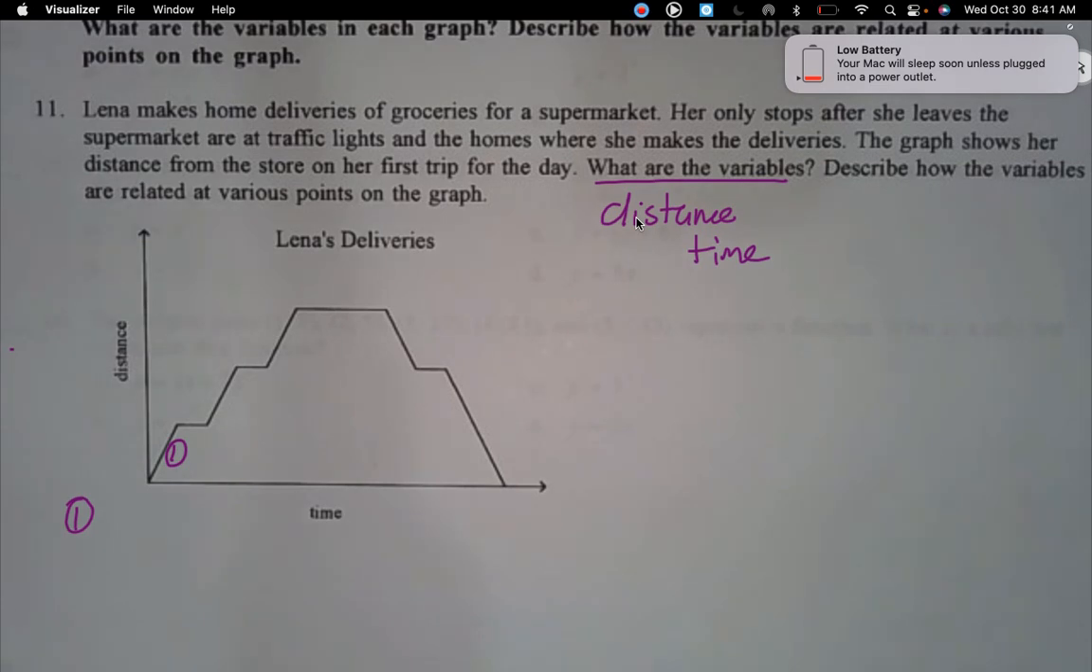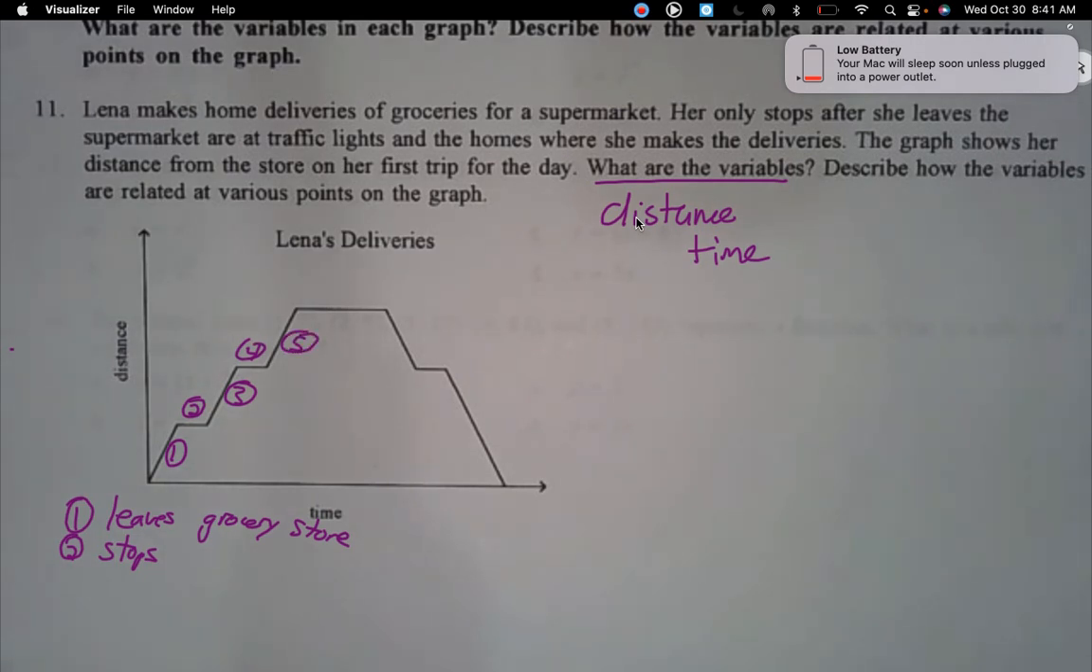What happens to her distance? She's moving? Yeah, she's going away from the grocery store, right? Or she leaves the grocery store. Leaves grocery store. What happens at the next part? She stops. Yeah, she stops. Stops. Okay, and then 3. I'll call this 4 and 5.